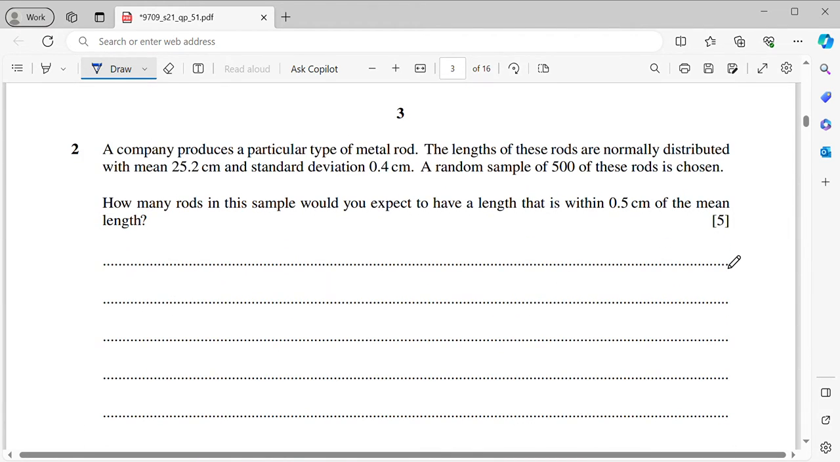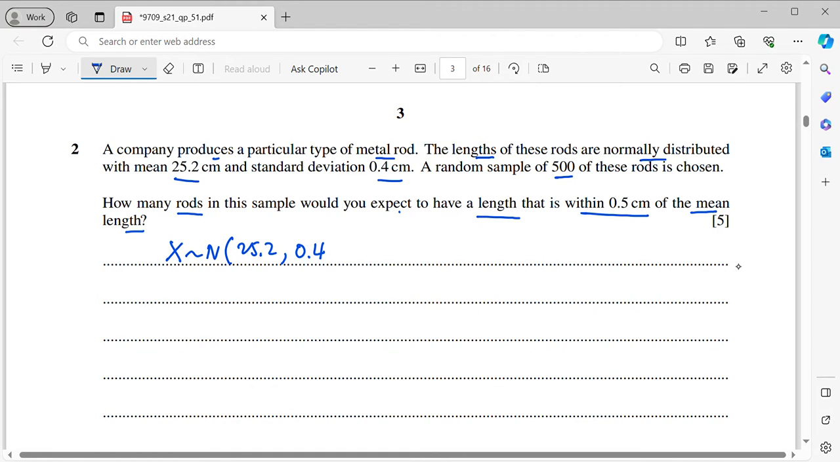Question number 2. A company produces a particular type of metal rod. The lengths of these rods are normally distributed with mean 25.2 cm and standard deviation 0.4 cm. A random sample of 500 of these rods is chosen. How many rods in this sample would you expect to have a length that is within 0.5 cm of the mean length?